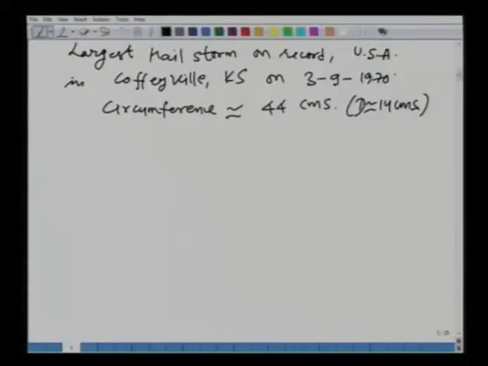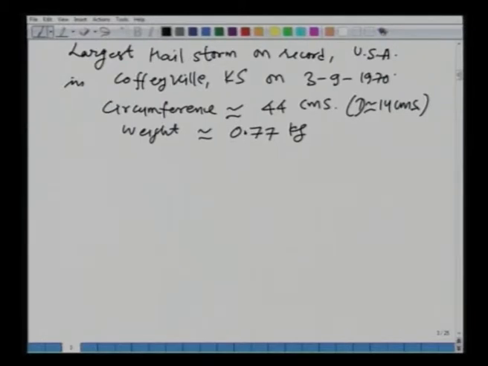So, that is the kind of hailstorm that can actually occur, and it can do lots of damage, not only to the fields and agriculture sector, but also to the life and property of the people. And on that day, the weight of each ball was of the order of approximately 7 kilograms. So, almost 1 kilogram balls.